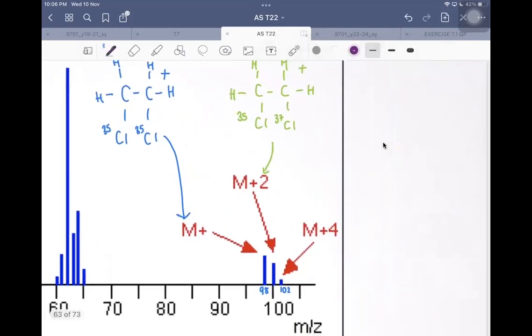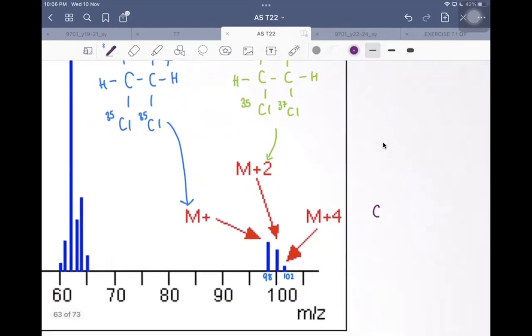Lastly is my M+4. It's still my molecular ion, but now the chlorine isotopes are the rarest, the least common one, 37 and 37. So to calculate this, 12 times 2 is 24, plus 4 hydrogen, plus 37 and another 37, you should get 102 as your mass to charge ratio.